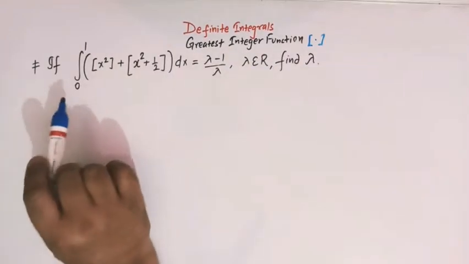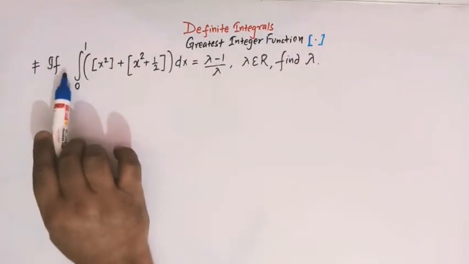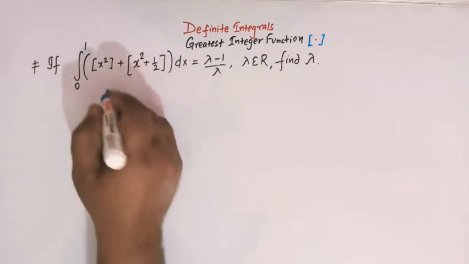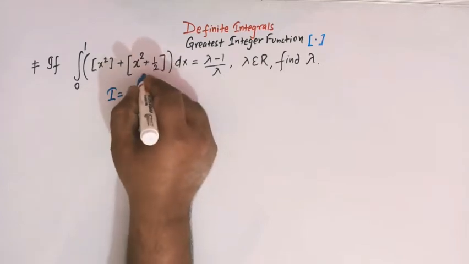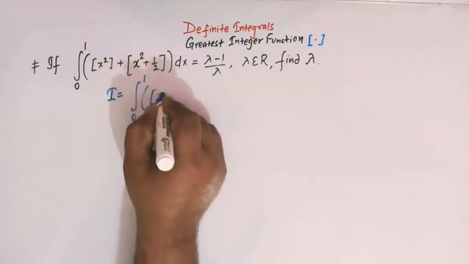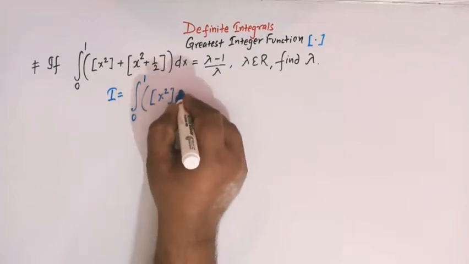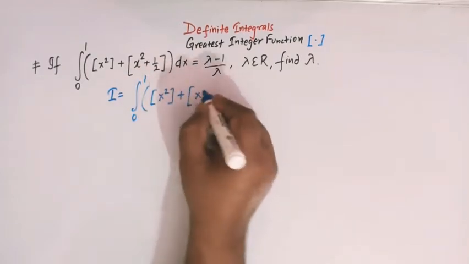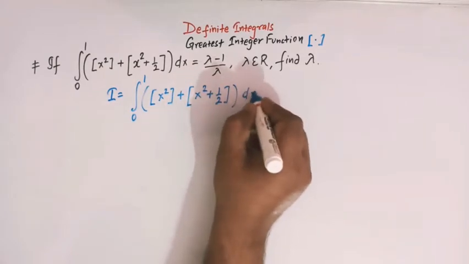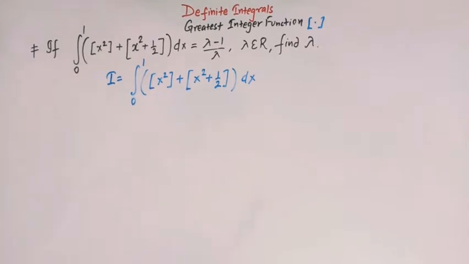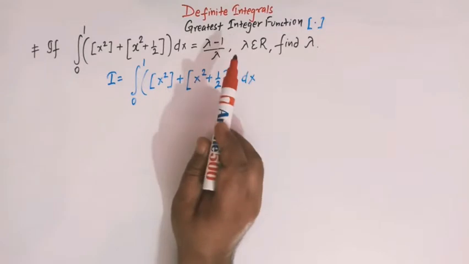Now here what we will do, we'll first take this integral as I. So I can be taken as integral from 0 to 1, and here we have greatest integer of x square, and then we have the greatest integer of x square plus half, and here we have dx. Now viewers, in our earlier videos we have studied how to calculate the definite integrals of greatest integer function.